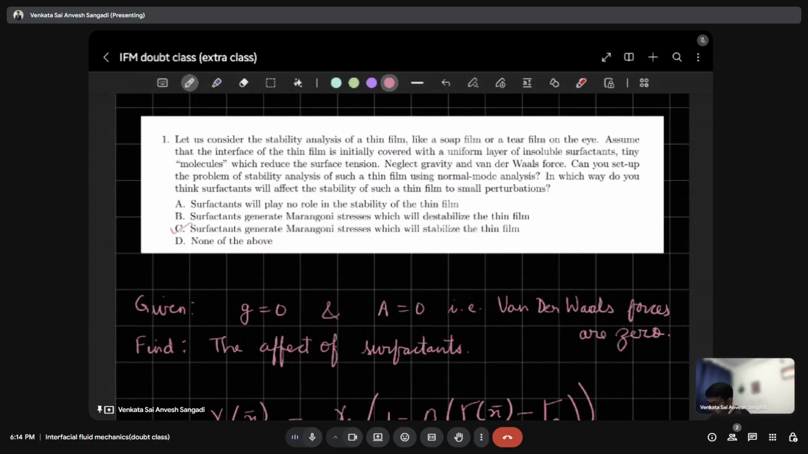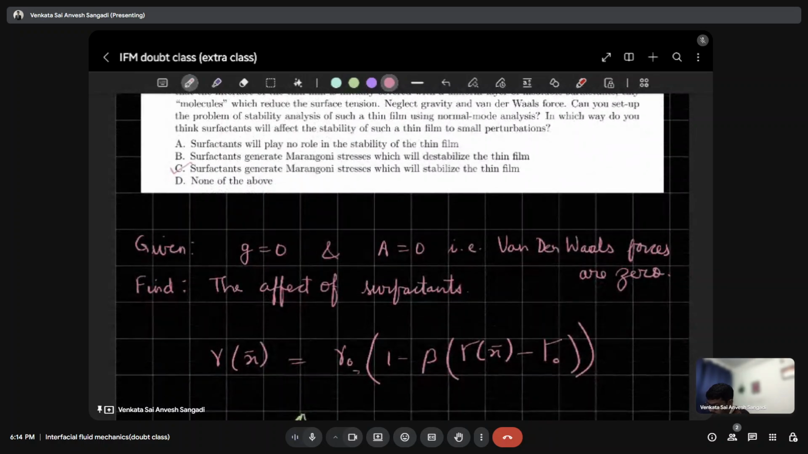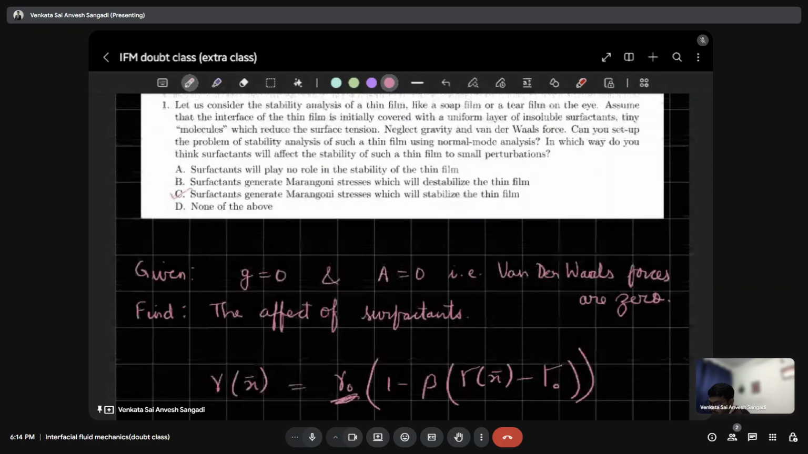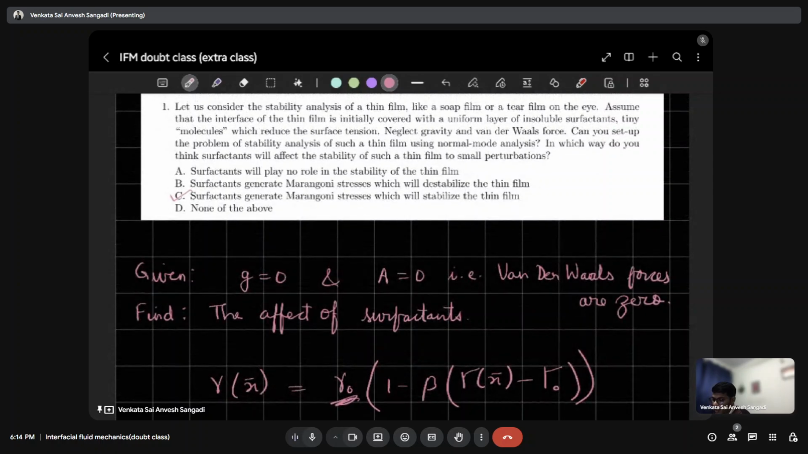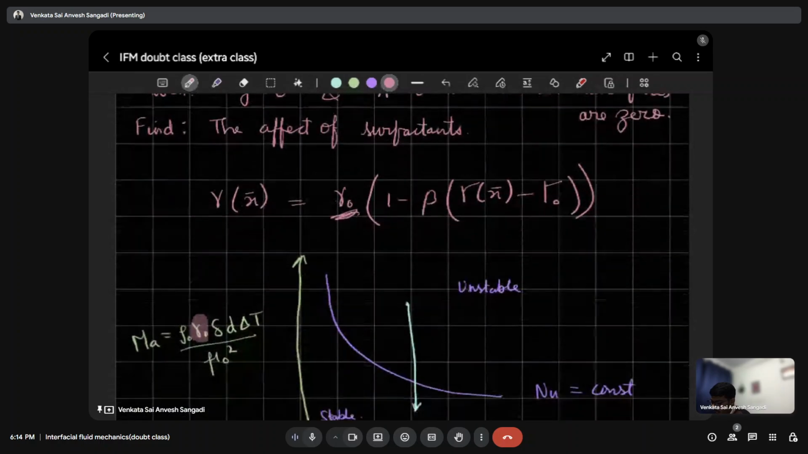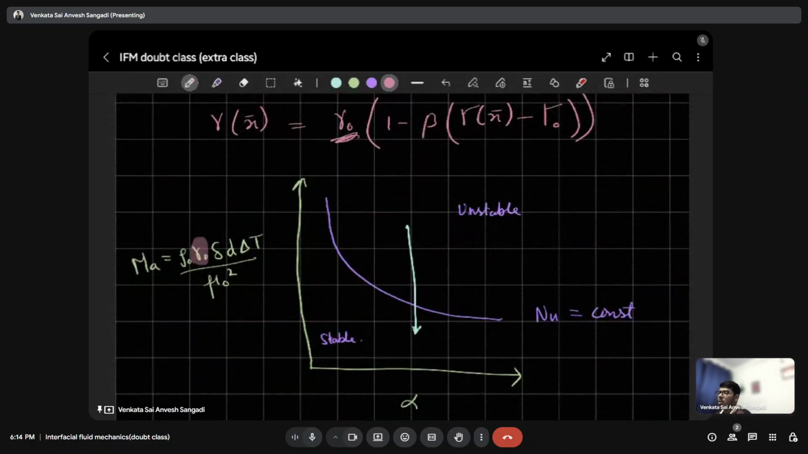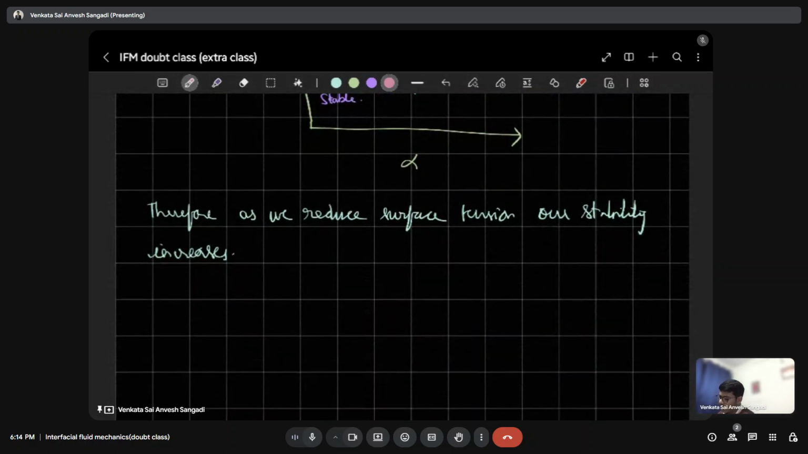As the surface tension gamma naught reduces, the stability increases. So surfactants reduce gamma naught, and therefore we can overall say that the introduction of surfactants increases the stability.